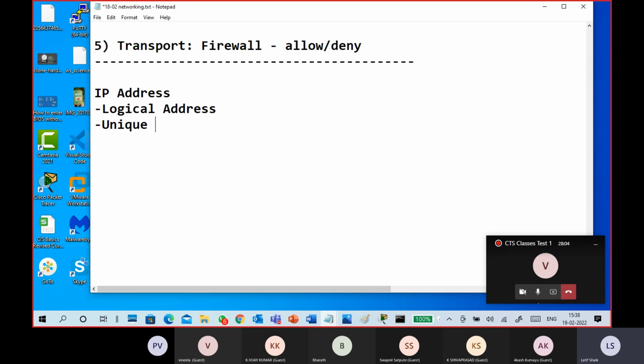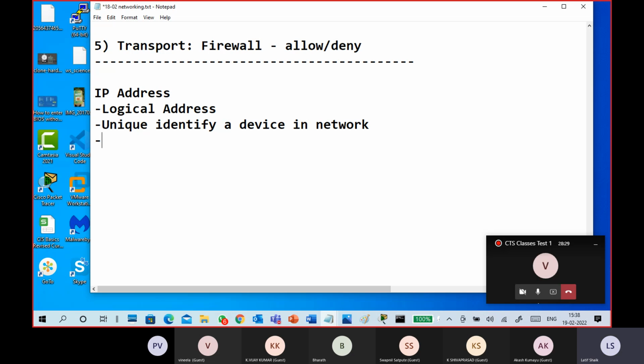A unique address is a MAC address. Uniquely identifying a device in a network is the IP address. So if you are able to tell the full sentence, no problem. If you cannot say the full sentence, try to avoid this part. Okay, IP address is a logical address.